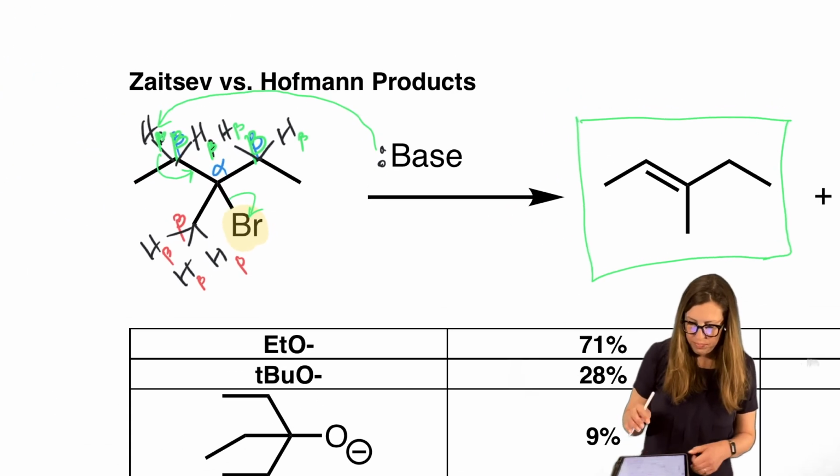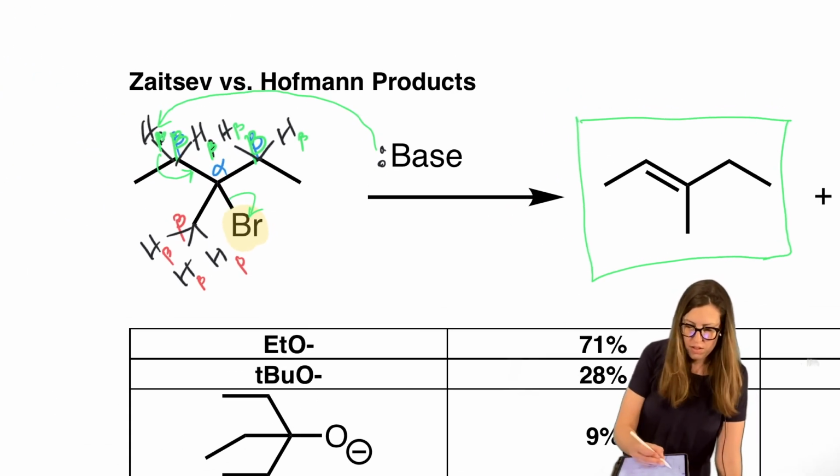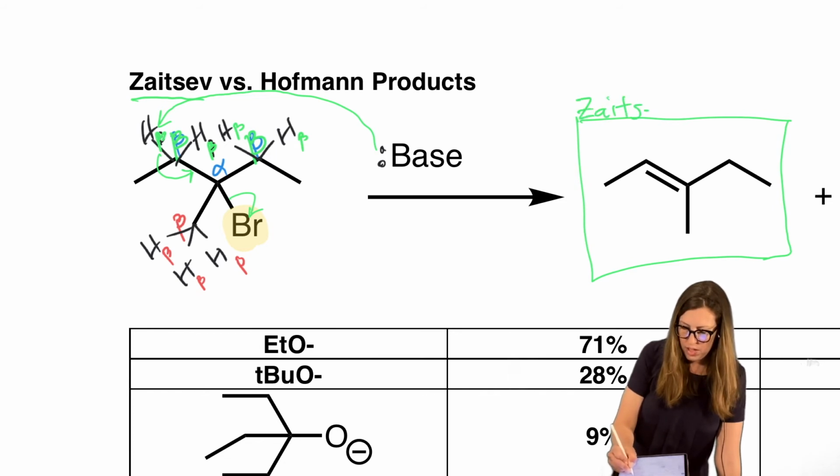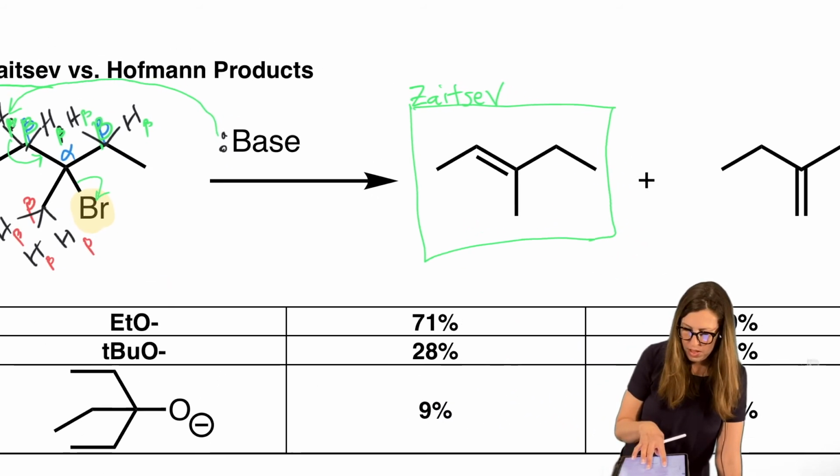Let's look at the other one. Look at the names here. Zaitsev. This is going to be our so-called Zaitsev product. So they're going to have names. We'll talk about that in a minute.